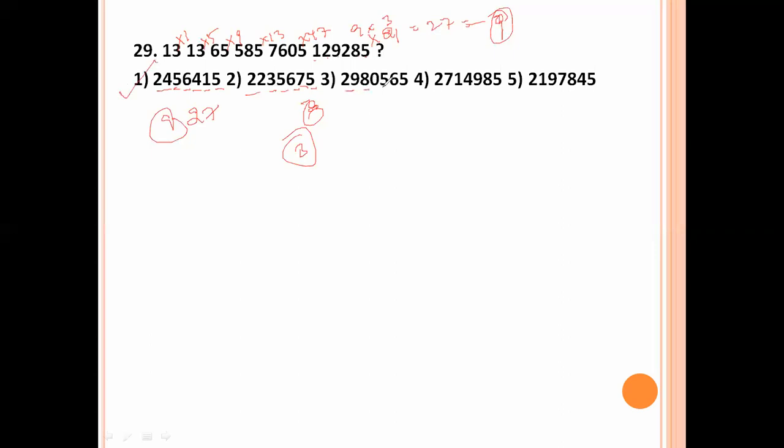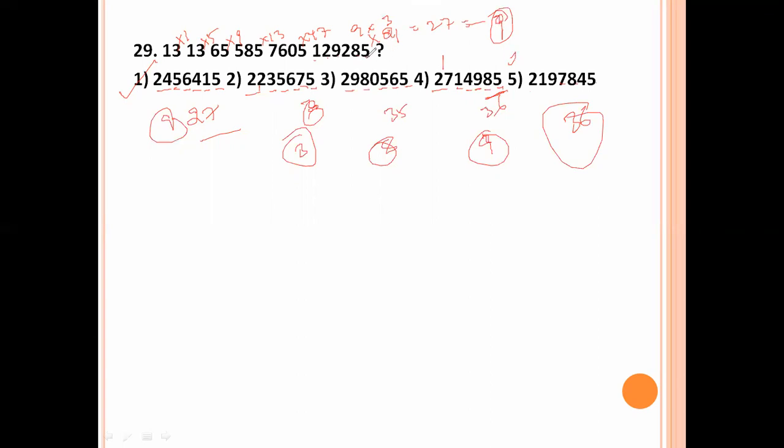11, 19, 24, 30, 35. This is 8. 9 plus 1 is 10, 14, 23, 31, 36. 3 plus 6 is 9. So 2 options have 9. Find that value. 10, 12, 19, 27, 31, 36. This is also 36. So 3 options are there: this one, this one and this one. So we find that value.